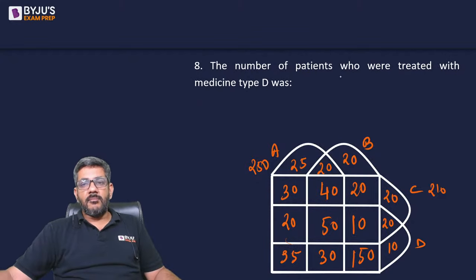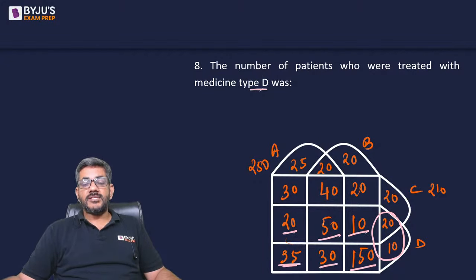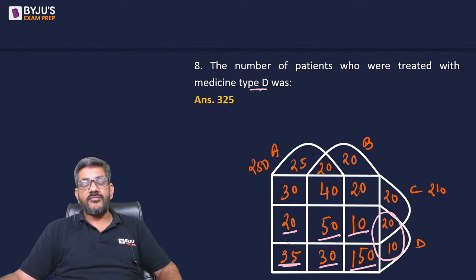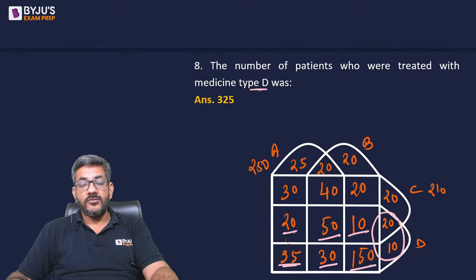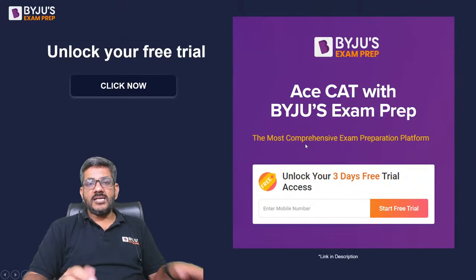एंड लास्ट, नंबर ऑफ पेशेंट्स हु वर ट्रीटेड विद मेडिसिन टाइप डी. डी से कितने हुए? 20 प्लस 10 इज 30, 40, 190, 240, 270, 290, 290 plus 35 is 325 and that is the right answer for question number 8. Okay, that was the last question of the day, guys.